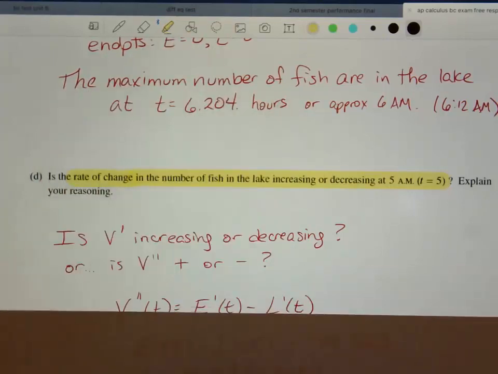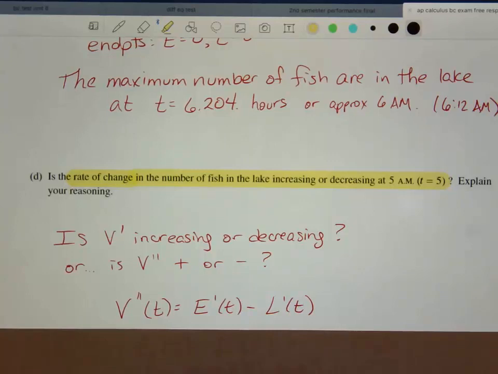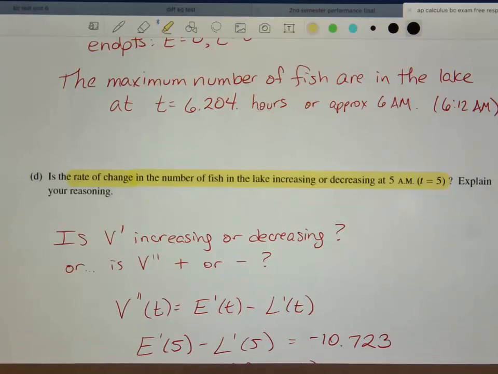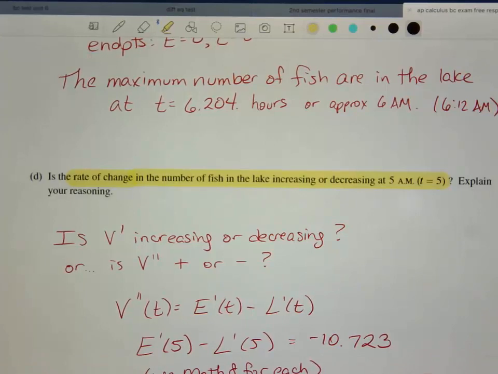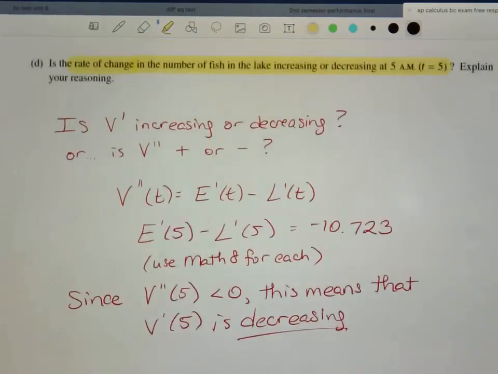So what you must do is take the double prime, which happens to be E prime minus L prime. If you stored Y3 as your V prime, you could do a math 8, or you could just put in your E prime. You would have to do a math 8 on both of those. You would do a math 8 at 5 for the first equation minus the math 8 at 5 for the second equation. It comes out to be negative. And since V double prime is negative, this means that V prime of 5 is decreasing. So if you just say V prime of 5 is decreasing, I think that would be okay.